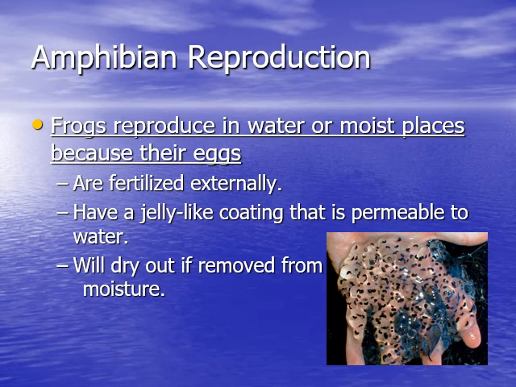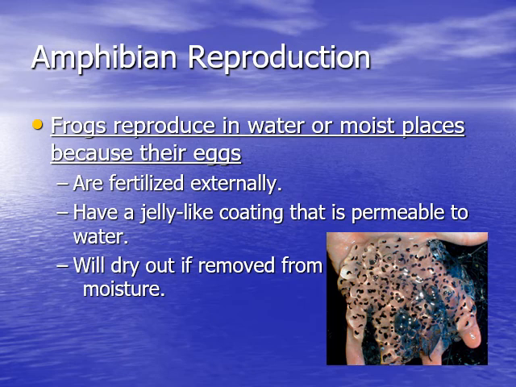These eggs have a jelly-like coating that is permeable to water, so it allows water into the egg when the egg needs water. It allows the gases into the egg when the egg needs different gases like oxygen. If you remove these eggs from water, they're going to dry out, and they're going to dehydrate, and then the little larva that's inside, the little tadpoles that we see in these pictures, they will die. So those are three reasons why amphibian reproduction is going to happen in water.